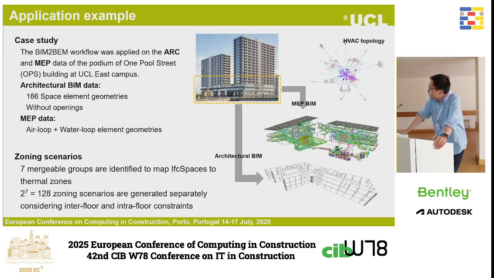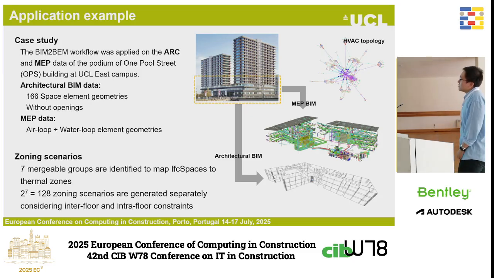And for the podium, there's a total of 166 spaces. And unfortunately, we don't have the opening information, the windows, for the raw BIM. So we cannot test this functionality, but it's fine. We can still test the workflow we proposed. And for the BIM, for the HVAC, as you can see, it's very detailed. It's very nice. It includes the air loop and also the water loop for all of the components, the 3D geometry representation, and how to generate the zoning scenario based on the HVAC topology looks like this.